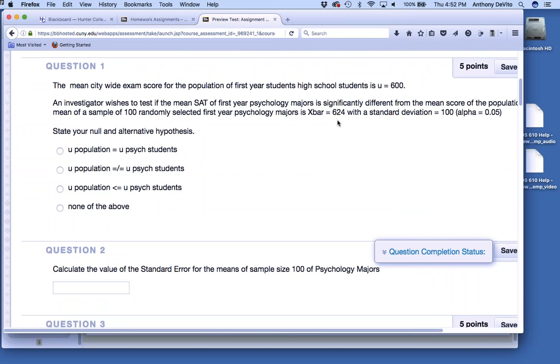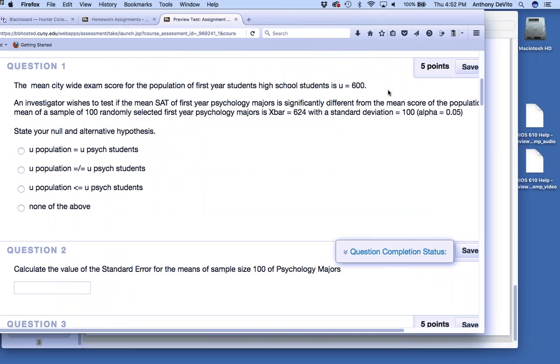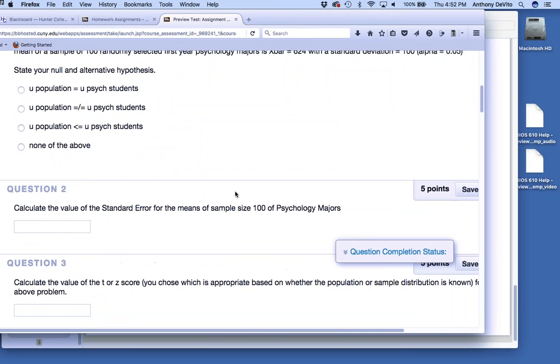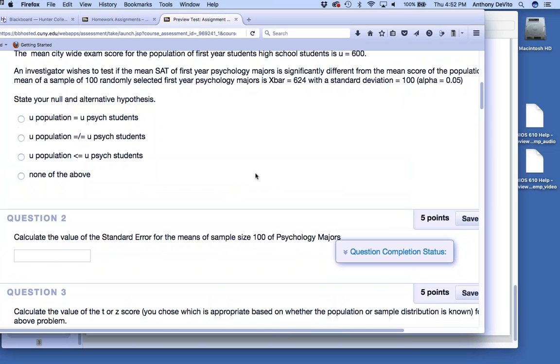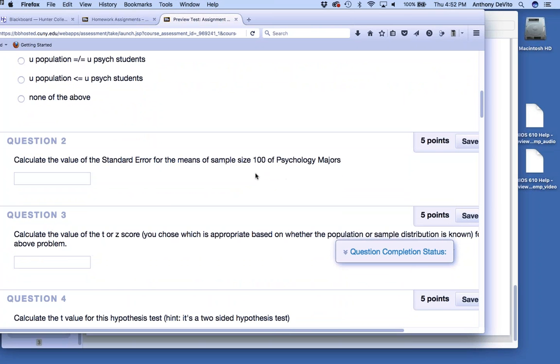Calculate the value of the standard error for the means of sample size 100 for psych students. Our standard deviation is 100, and our sample size is 100. So what's the standard error for this sample going to be?